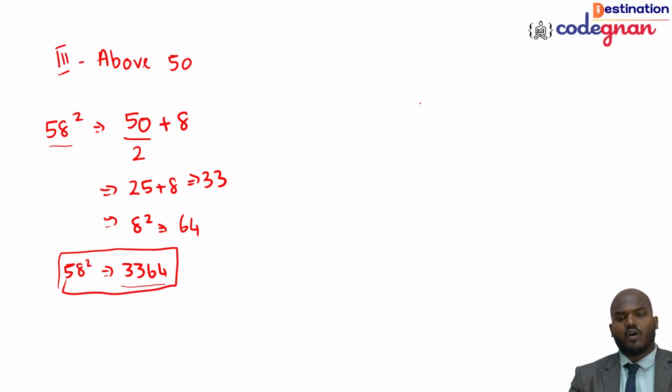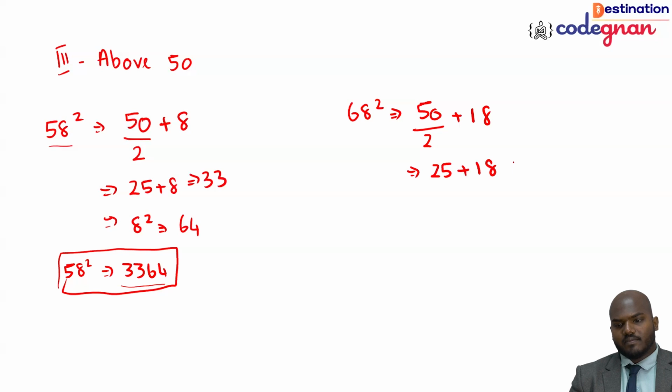If I try the value 68 squared, let me check what it gives. 68 squared is 50 plus 18. Again you need 50 by 2, because we can't take 50 as a base here. So 25 plus 18 gives 43. Now the third step is 18 squared. 18 squared is 324.